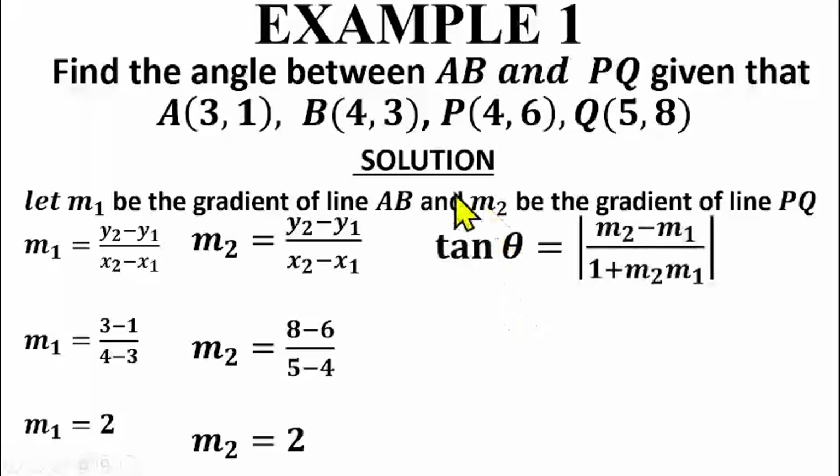But we are talking about the angle here now. So tan theta is equal to the absolute value of m2 minus m1 over 1 plus m2 m1. So we need to substitute the values here. If you put the values of our m1 and m2 here, m2 is 2.